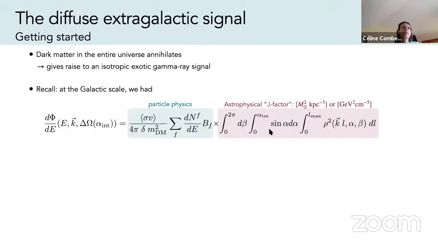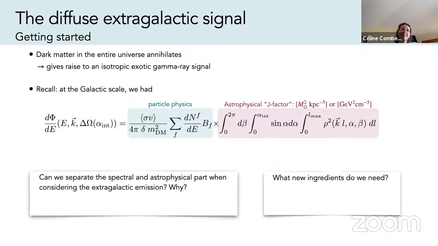So very briefly, at the galactic scale, we were able to split the expression of the expected flux by a particle physics term and an astrophysical J factor. So the question I have here, and the way I'm framing it, maybe the answer is obvious. Can I still do this when I'm thinking of integrating the signal over large extragalactic distance? And why? And what new ingredient would I need to address this question?